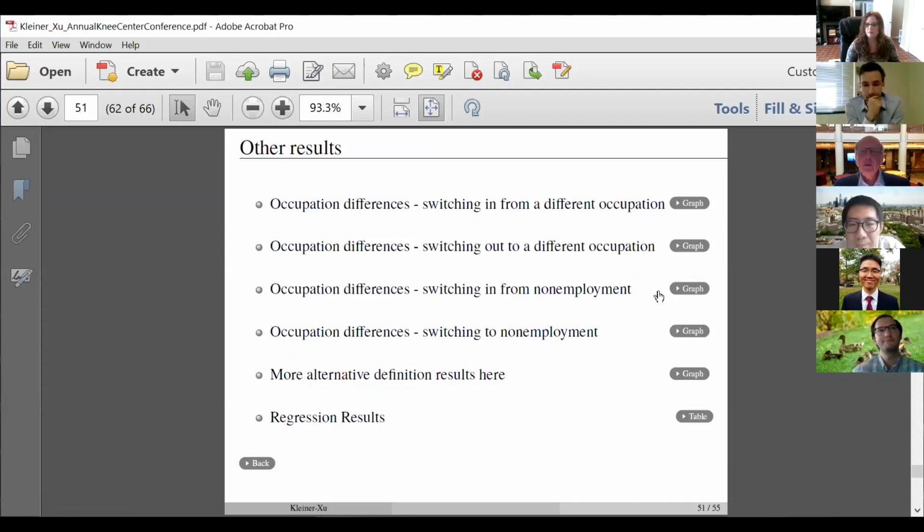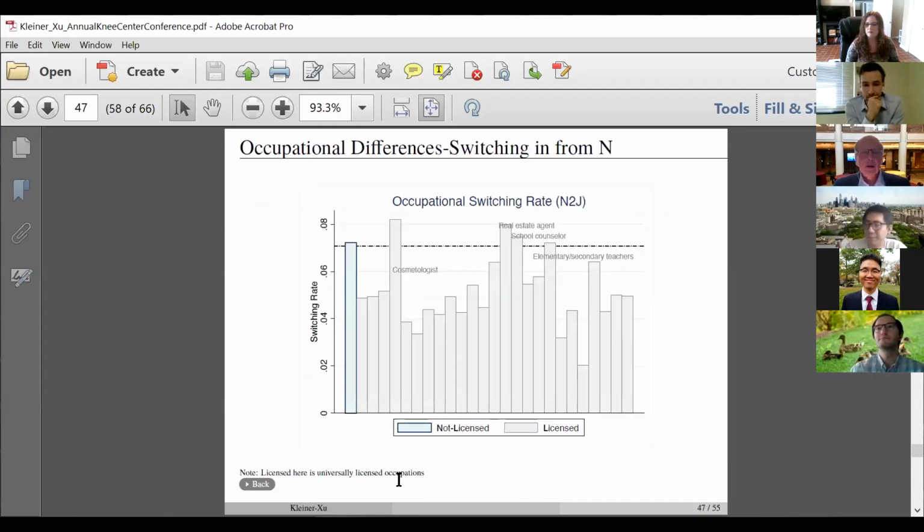Also switching in from non-employment. In general, there's not as much switching in. The colored bar tends to be individuals who are in non-licensed occupations. These are the averages, and people who are switching from non-employment, again, individuals who are unemployed or not in the workforce, tend to have lower switching into licensed occupations relative to unlicensed.